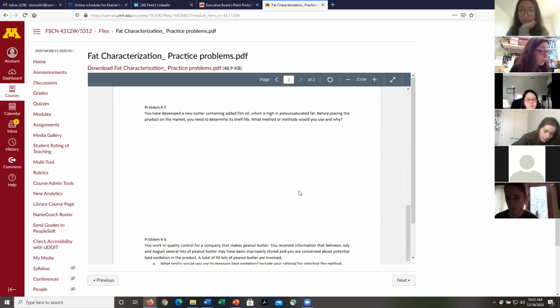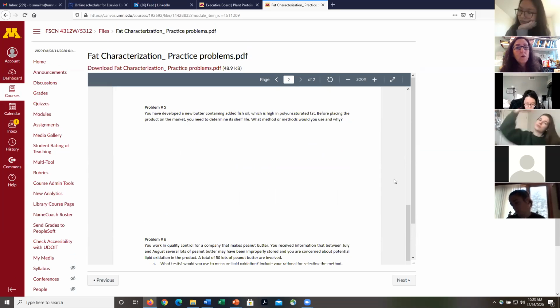So in question 5, you have developed butter with fish oil. Of course, fish oil has high unsaturated fat. So before placing the product on the market, you need to determine its shelf life. And sometimes you need to add antioxidant as well to it, and then determine the shelf life. So how would you determine the shelf life of this fish oil butter product? Remember in class, we talked about 3 methods.